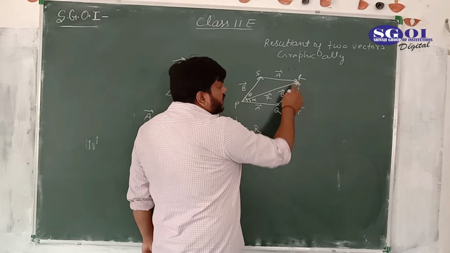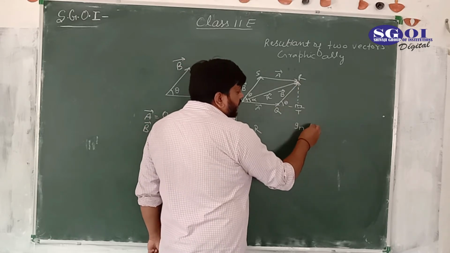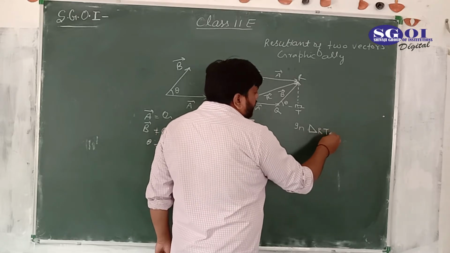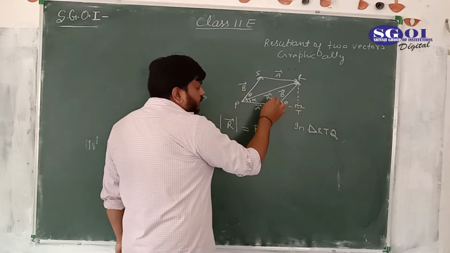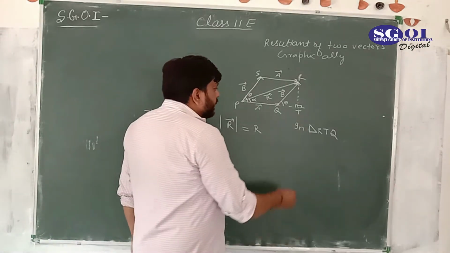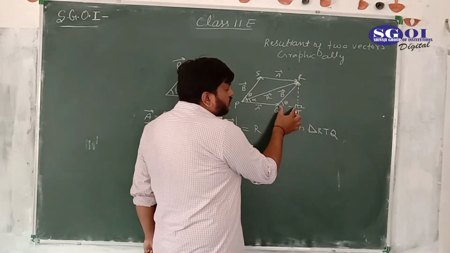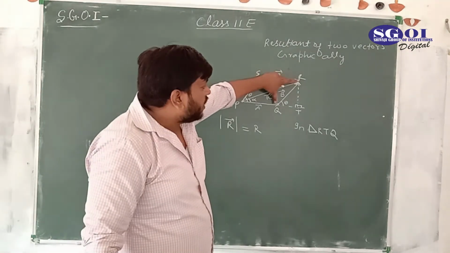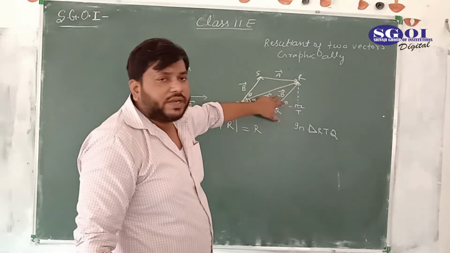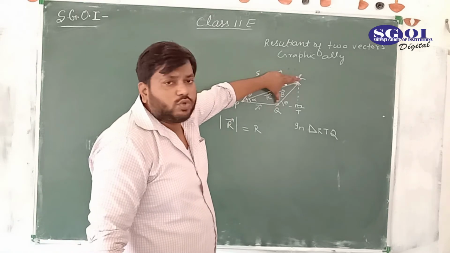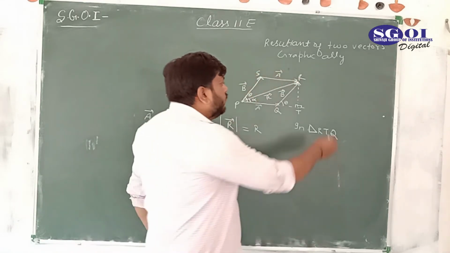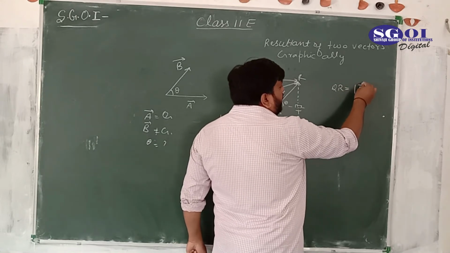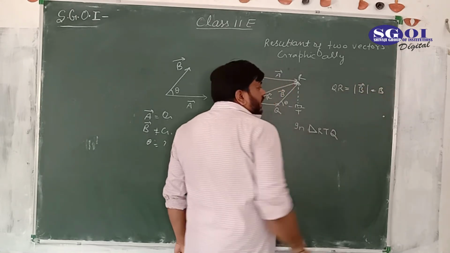In this triangle RTQ, this is unknown. We don't know what this is. We know QR. What is the magnitude of QR? The length of QR is the magnitude of vector B. So we can say QR equals mod of vector B, and it is represented simply by B.